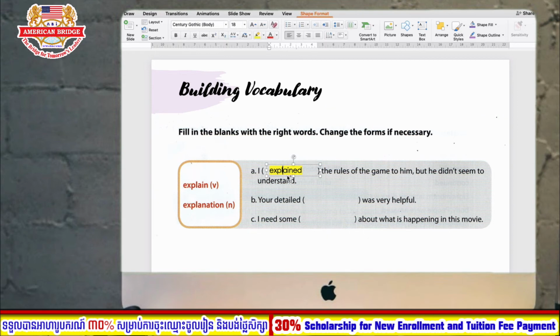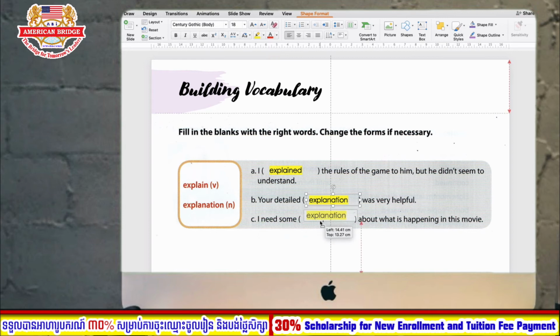Now let's move on to exercise B here. Your detail was very helpful. So was very helpful here is the verb already, but we need a subject because we have the verb to be. So this one should be the noun: your detailed explanation. Okay, your detailed explanation was very helpful.